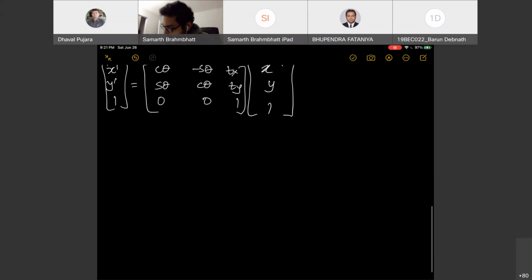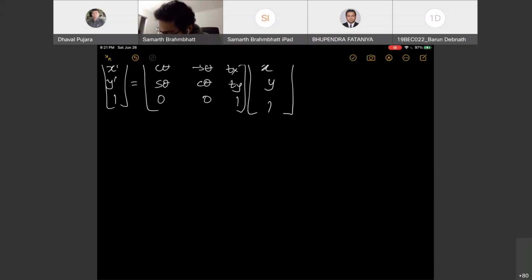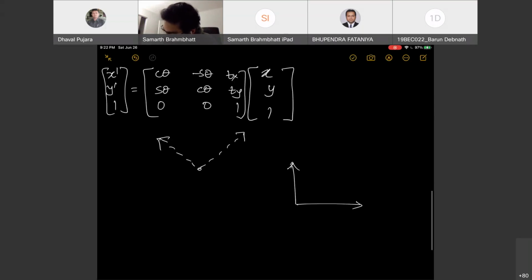So you had some coordinate system like this. You not only rotated it, but you also translated it. So this is your old coordinate system. This is your new coordinate system.